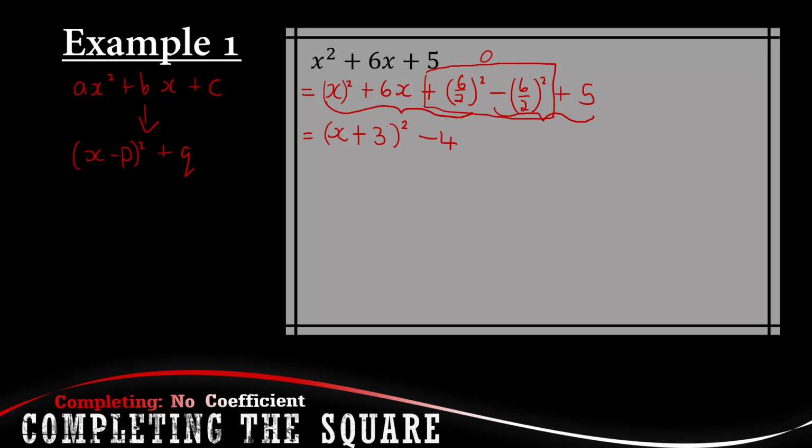So this is our p-value, which, if this standard form has a negative, is actually negative 3, but we'll look into that a bit later. And then the q value is negative 4.